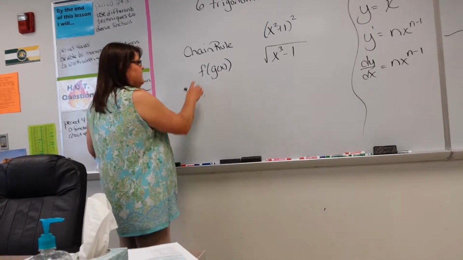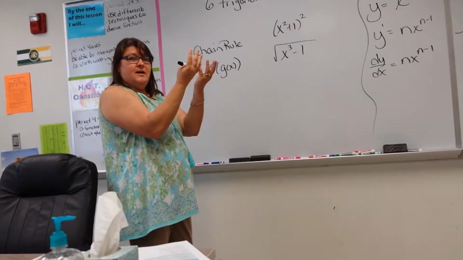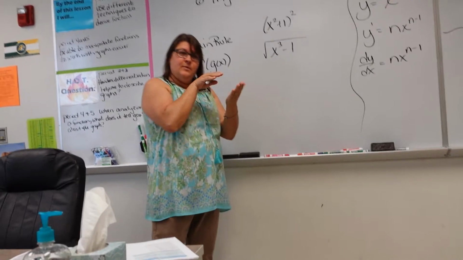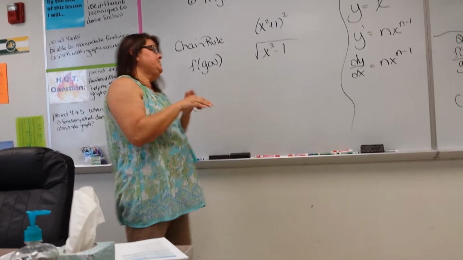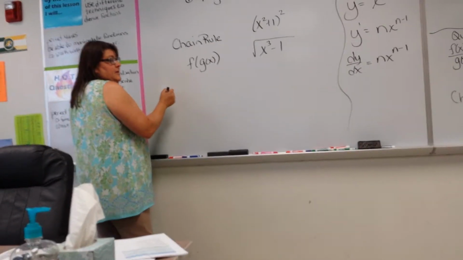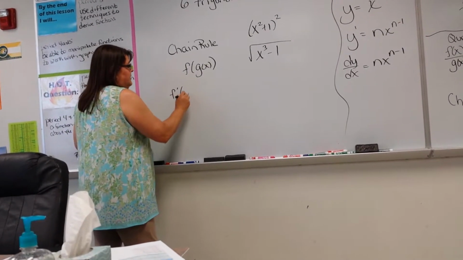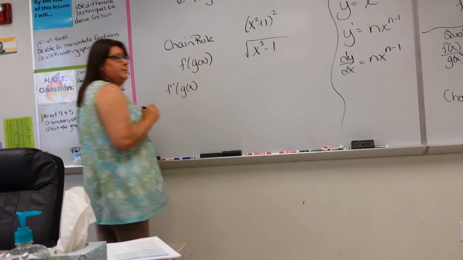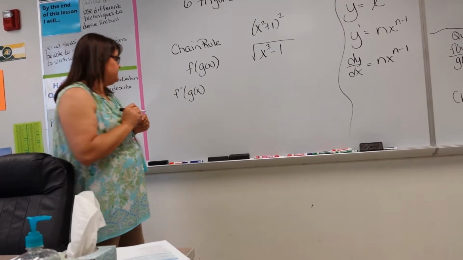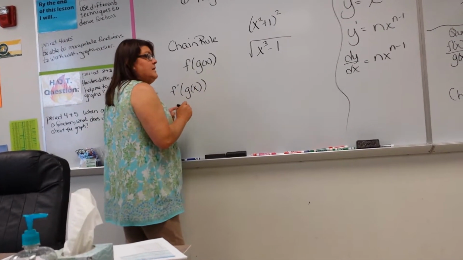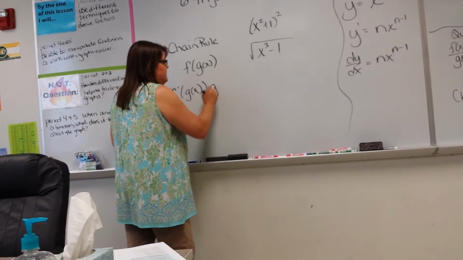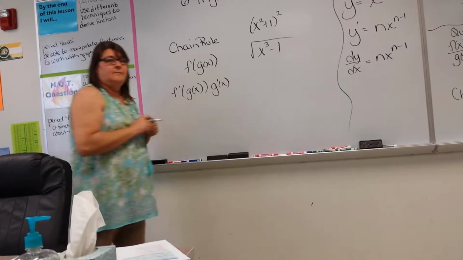So how this works is f of x represents the outside shell, where the inside stuff is what's inserted. So if I'm going to do the derivative of this, it's going to be the derivative of the outside, leave the inside junk alone, and then times the derivative of the inside.